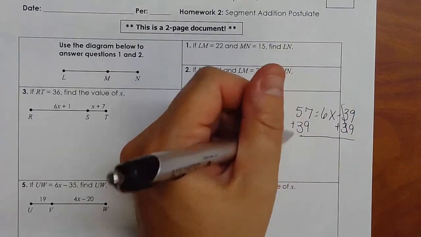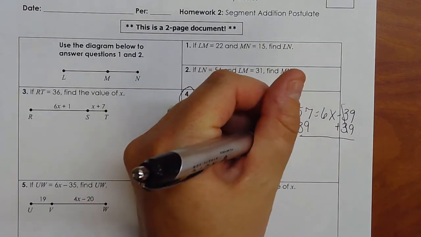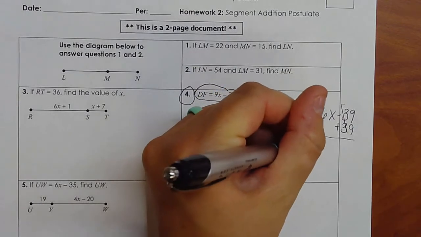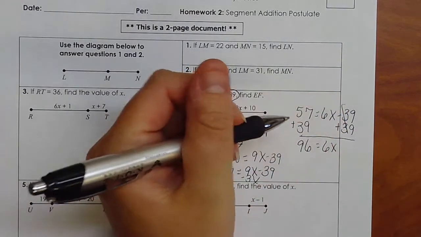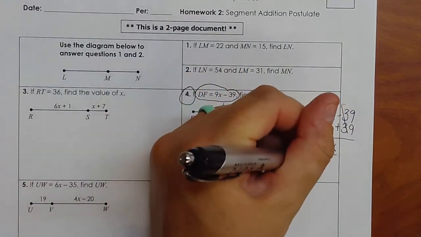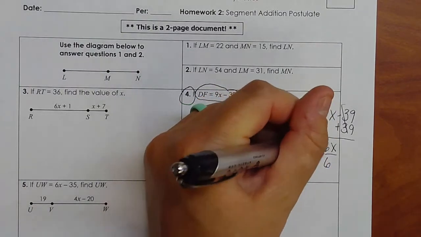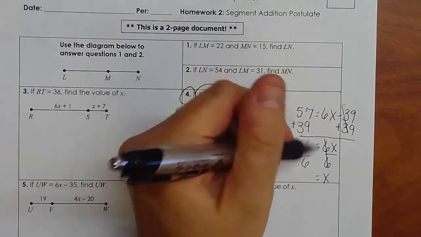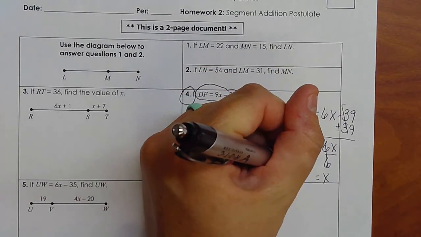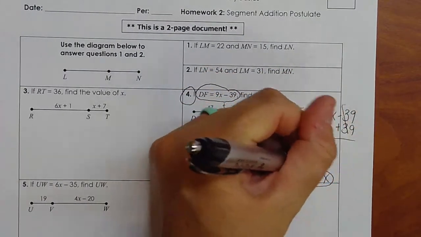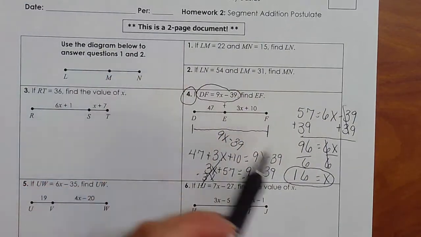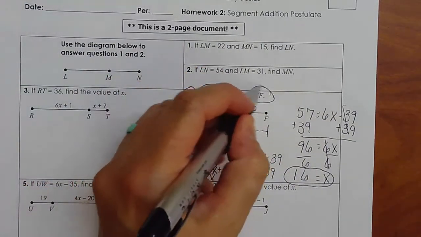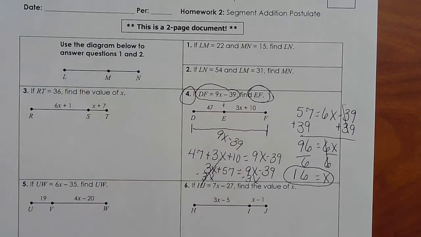And 57 plus 39 is 96, equals 6x. And then to solve for x, you would divide both sides by 6. And you would get x to equal 16. So x is 16, which is great. That is not what the problem wants, though. The problem wants the length of EF.